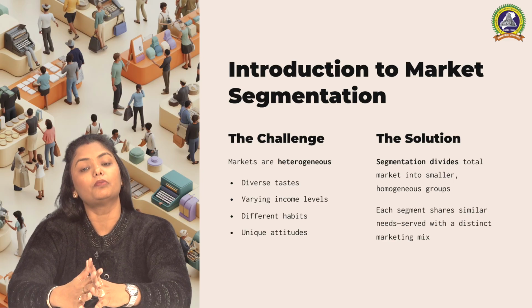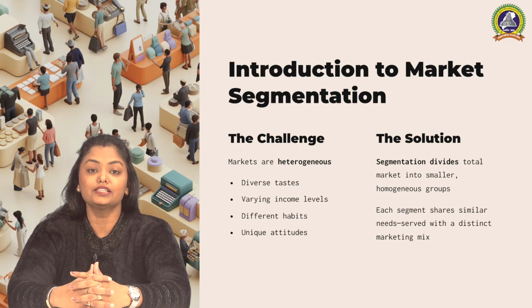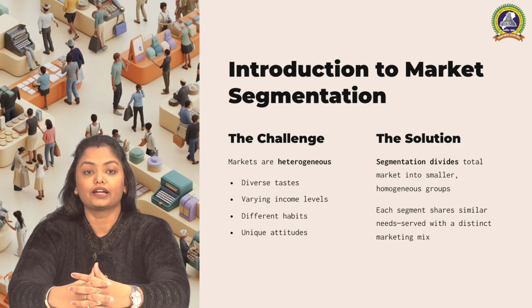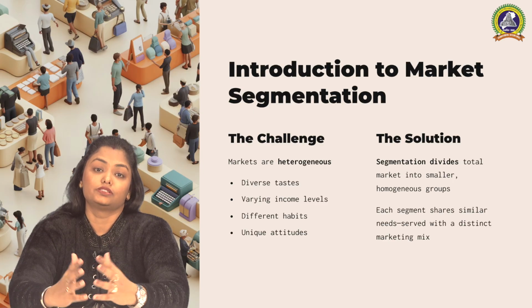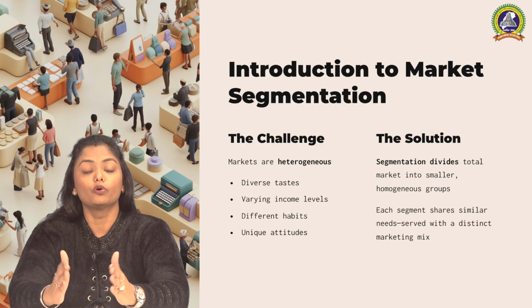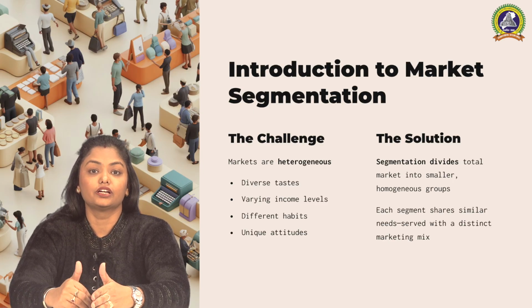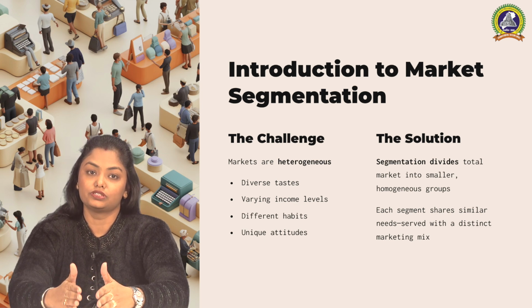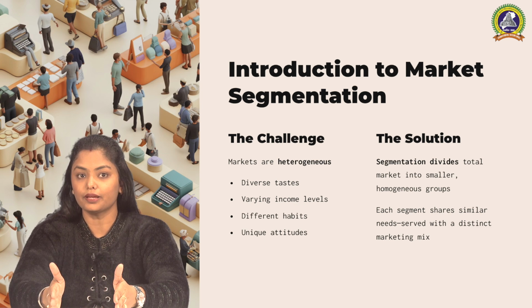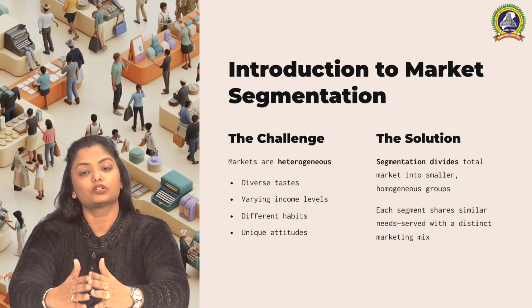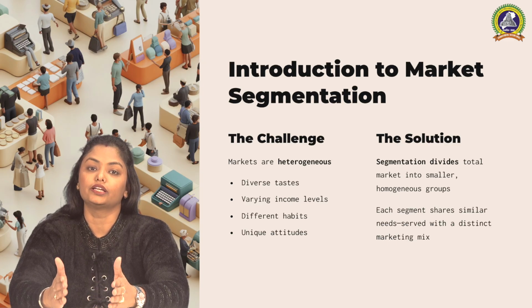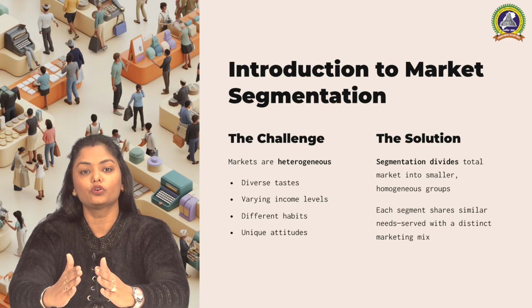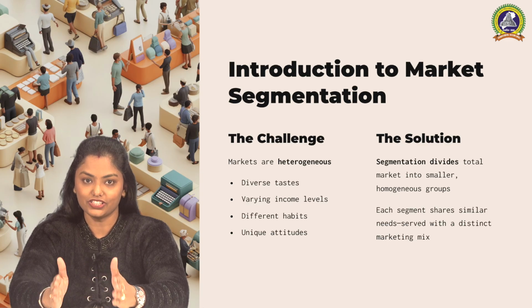So, the process of market segmentation is to take this large dissimilar market and divide it into smaller homogeneous clusters. Now, what does homogeneous mean? Homogeneous means the people within that cluster share common or similar characteristics. Each of these homogeneous groups is called a market segment. Therefore, the entire process of dividing the total market into these smaller similar groups is known as market segmentation.